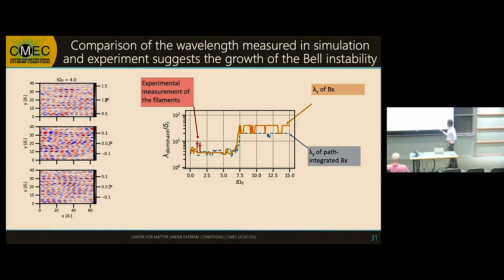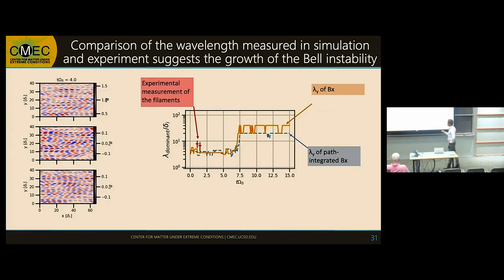kind of remained constant until 7.5, and after increased suddenly because it reached a saturation, and then it's in the non-linear regime. But in the time scale of our experiments, it seems this instability is in the linear regime. That makes sense with our measurements.